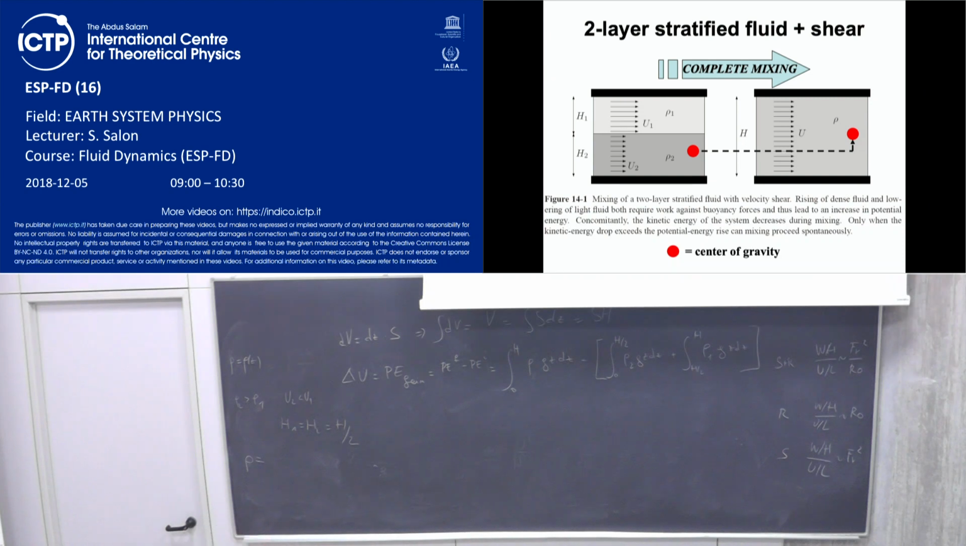So what can we say? We can say that the mass must be conserved. So the mass at the final state must be equal to the mass of the initial state. So the mass of the final will be density rho multiplied by the volume, and this will be rho1 plus rho2 multiplied by the volume. So more specifically, I can write rho SH, which is equal to rho1 SH half plus rho2 SH half.